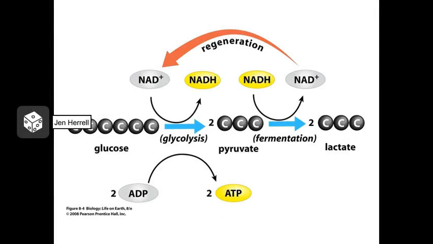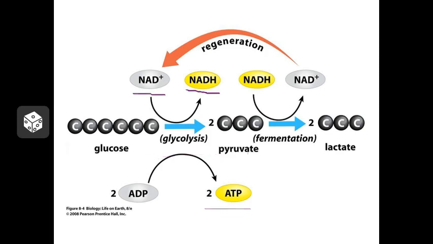Here we have glycolysis and fermentation put together. This part is glycolysis. Remember, glycolysis changes glucose into pyruvate. It breaks it down. As a byproduct, it makes two ATPs, and it changes two NAD pluses into two NADHs.